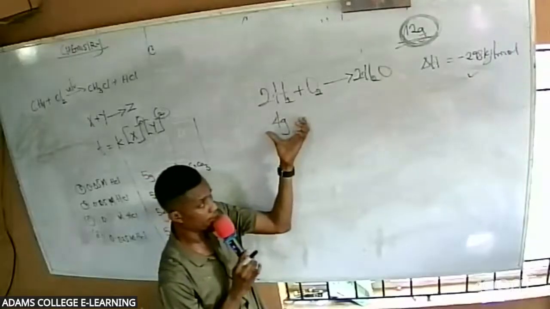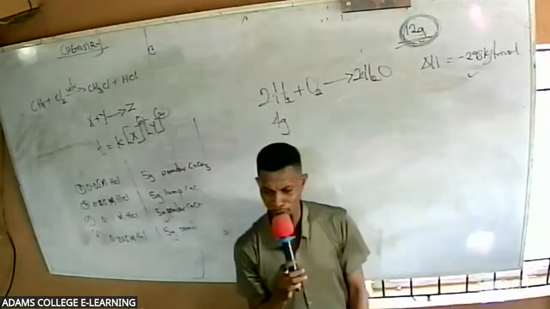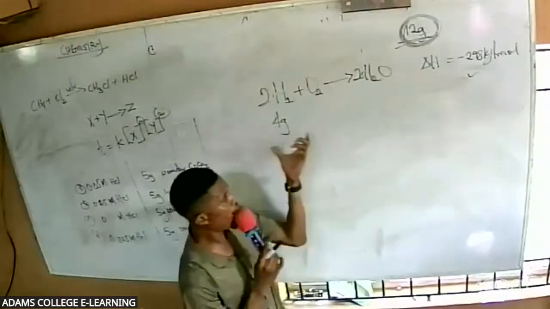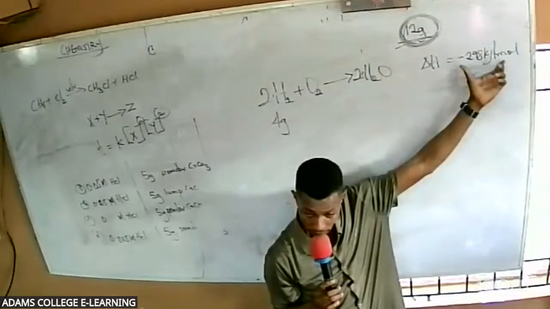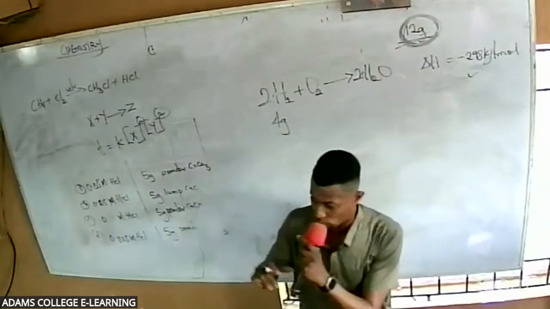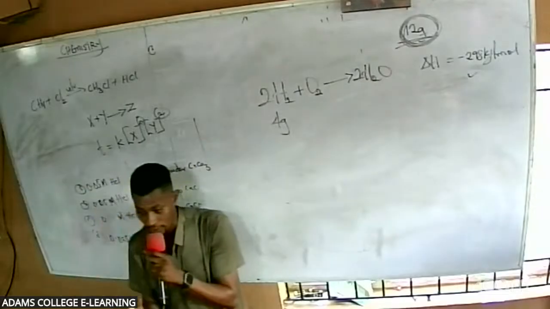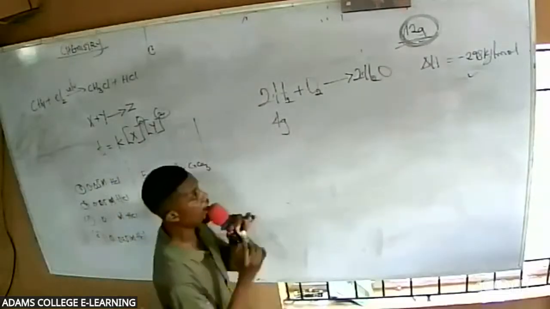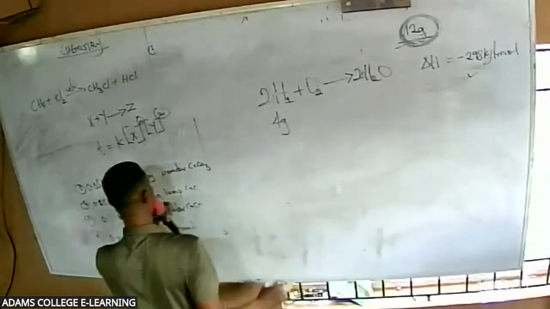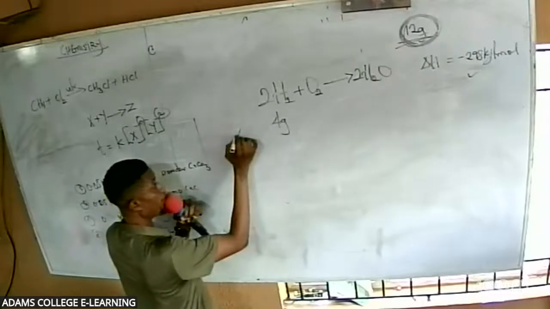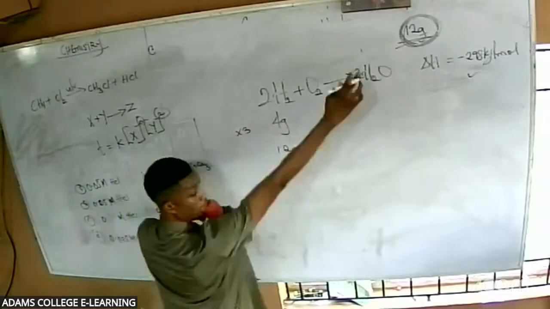4 gram liberates what? Minus 298. Okay. Remember in mathematics, we always say that whatever you do to the left hand side, you do to the right hand side. Now, for 4 to turn to 12, what do you think has happened? You multiply by 3. So if I multiply this by 3, I have 12 gram, which is what the question is giving me, right?